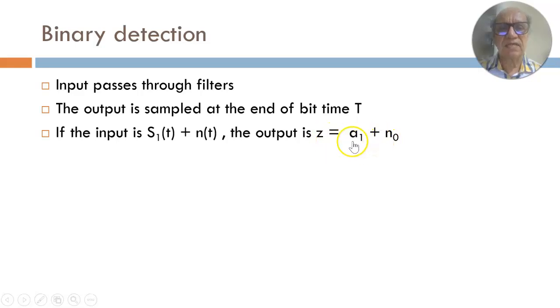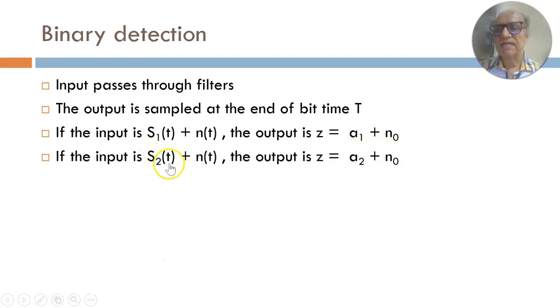Alright, so if there is no noise, then the output which is sampled at the bit time T will be equal to A1, but it actually becomes a random variable because of the noise. But if the input is S2(t) plus n(t), then the output is Z equal to A2 plus N0. So again, this is a random variable, but its average value will be A2, whereas the average value of the sampled signal will be equal to A1 if S1(t) is sent.